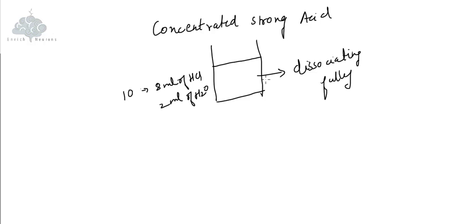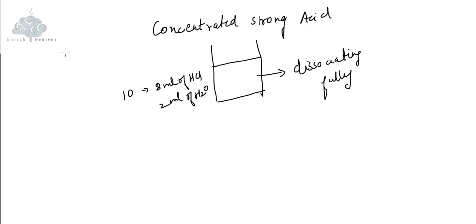When I say a dilute solution of a strong acid, it simply means that instead of taking 8 ml, I would be taking 2 ml of HCl and 8 ml of water. So that's the difference between a concentrated and a dilute strong acid.